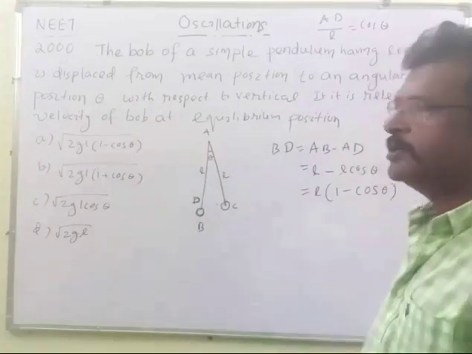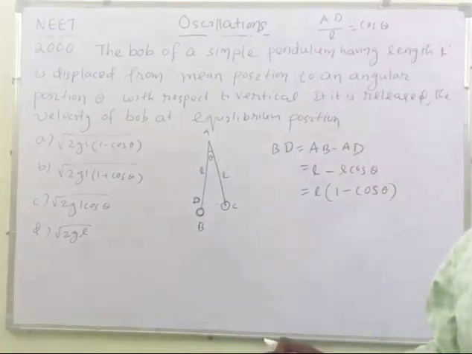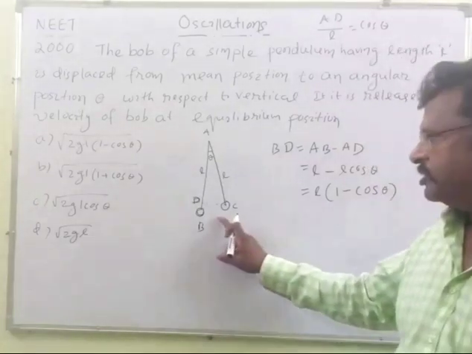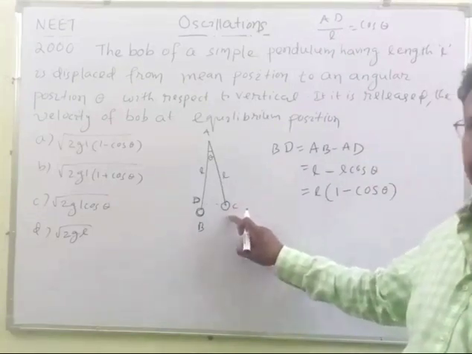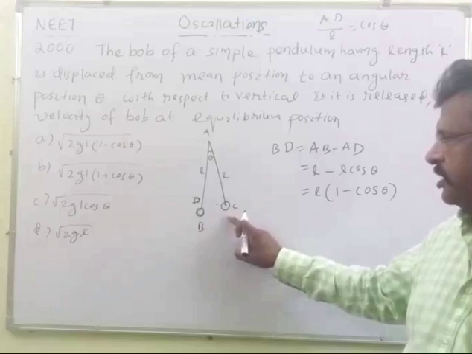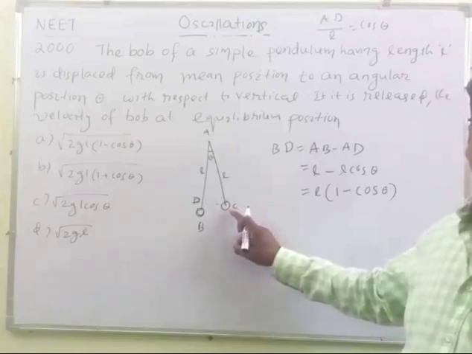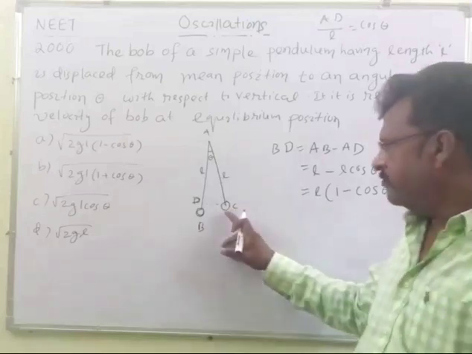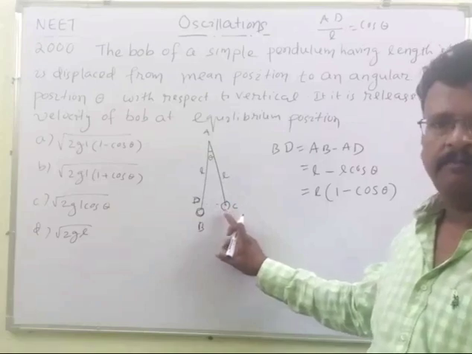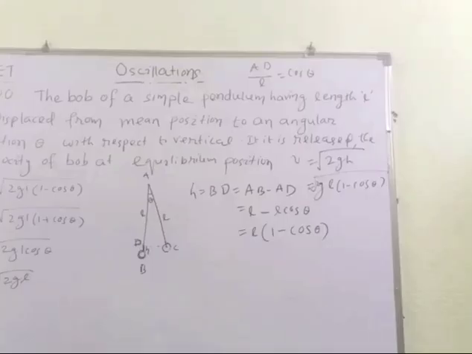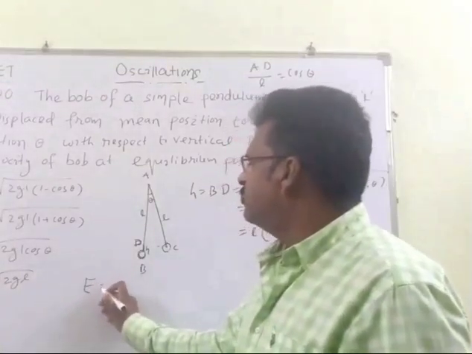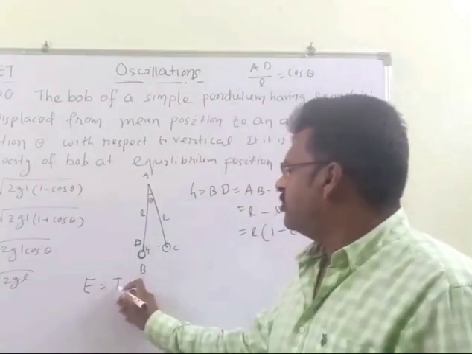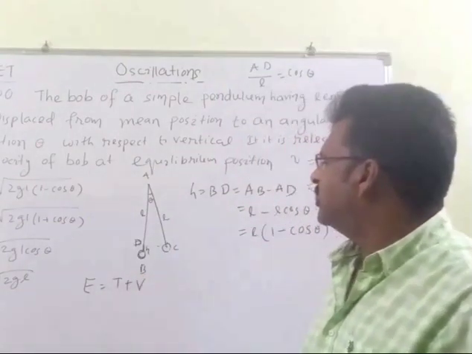And you know, students, when the bob of a simple pendulum executes simple harmonic motion, this is the extreme position where it reaches its amplitude, and at this position the velocity of the bob becomes zero. Students, what is the energy of a simple pendulum? The total mechanical energy is denoted by E, and that is the sum of the kinetic energy and the potential energy.